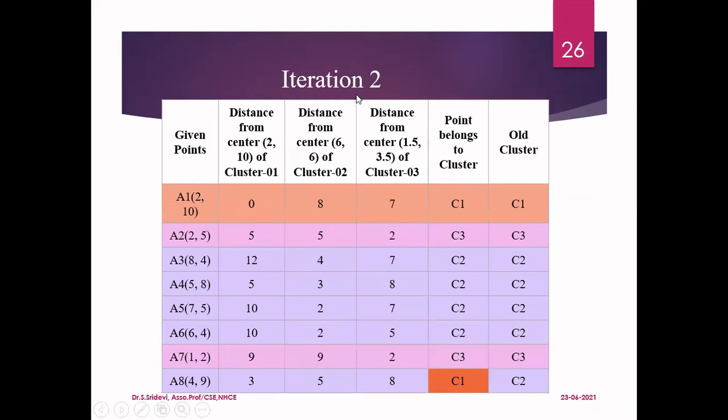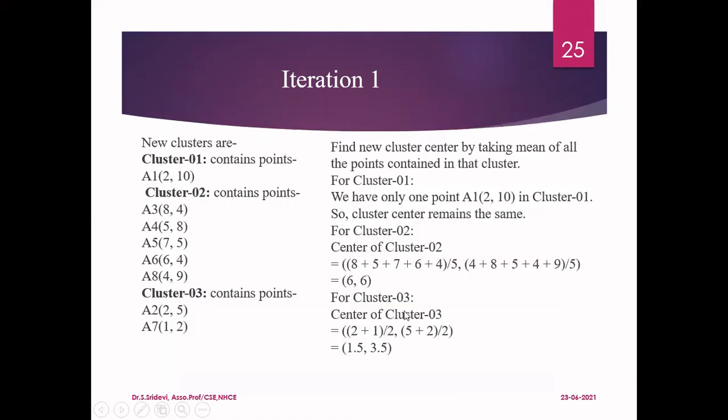In the second iteration, you have to compute the distance of each point from the newly calculated centroids. You can see here, I am going to compute the distance of all these points from the new centroids. The first centroid is 2, 10. The second one is 6, 6. The third one is 1.5, 3.5. From where did I get these numbers? From the previous slide. You can see here, we have computed the new centroids. With respect to that, you have to compute the distance again.